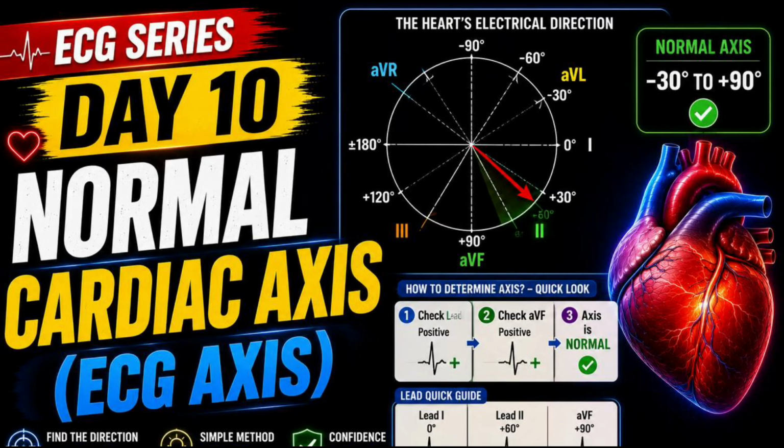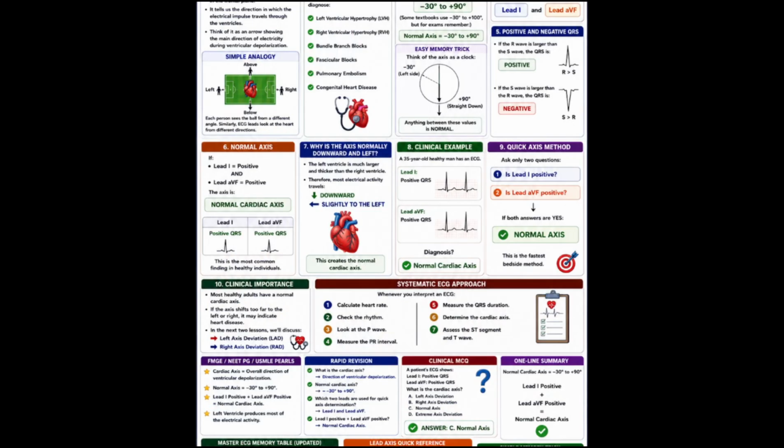So far, we have learned ECG basics, P wave and PR interval, QRS complex, ST segment, and T wave, and ECG paper basics and heart rate calculation. So today, we are going to learn one of the most commonly tested ECG topics in MBBS, FMGE, NEET PG, and USMLE examination. So the topic is cardiac axis. So many students think cardiac axis is difficult, but after today's lecture, you will be able to determine the cardiac axis in less than 10 seconds. So without time waste, let's begin.